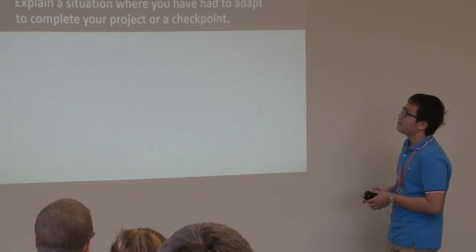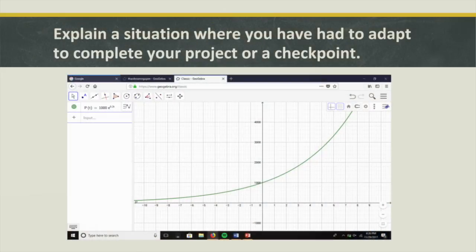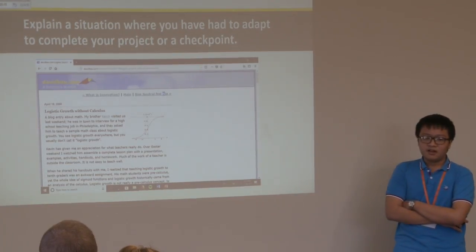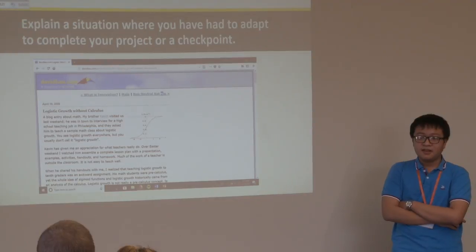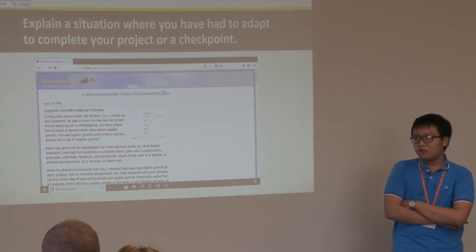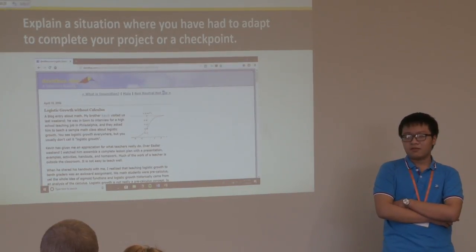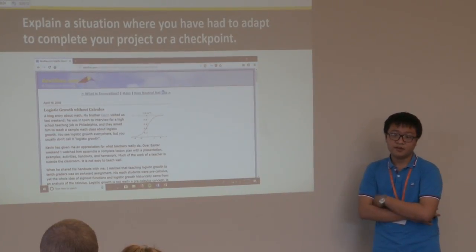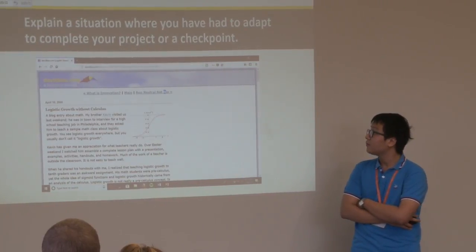Explain the situation where I had to adapt to complete my project on a checkpoint. When I started working on my project, I just focused on the logistic growth population because it can be applied to animal populations and human populations in real life. Almost all the equations of logistic growth are based on calculus, and my math knowledge is not good enough to explain the equations really accurately. So I changed the direction of my project to exponential growth first, and then I can have more time to work with logistic growth of population.